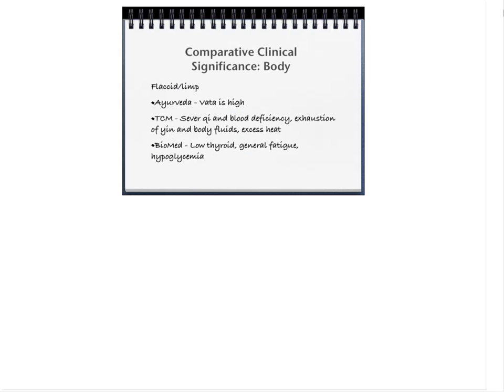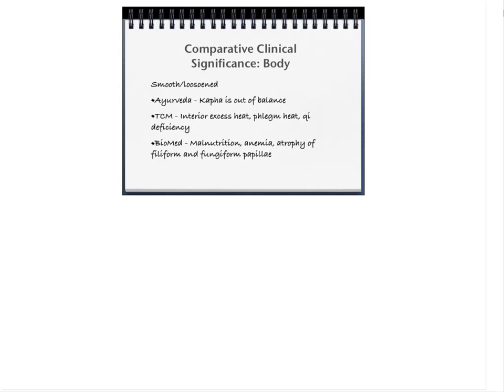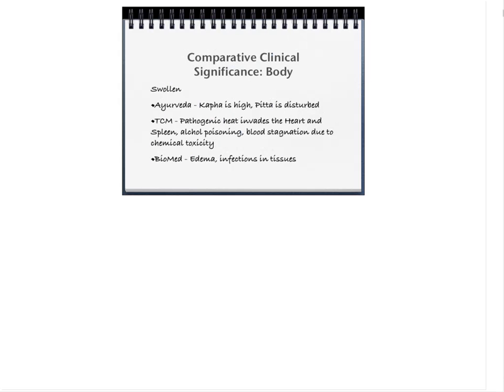If it's a limp tongue, again, Vata is high, Prana is low. If it is smooth and very white, then Kapha is out of balance. If it is swollen, it's a Kapha Pitta disturbance.